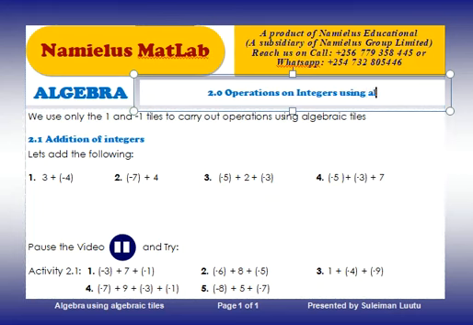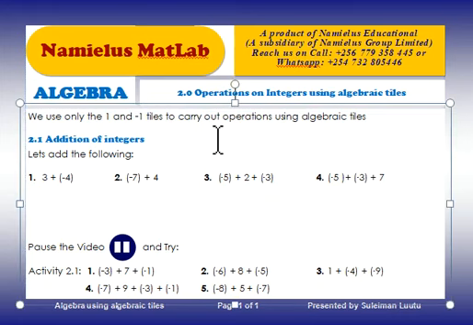Algebraic tiles. Now, in this case, we are going to use only one tile, the either 1 or -1 tile. That is one tile. So it has two faces, the one side and the -1 side. That's what we are going to use.